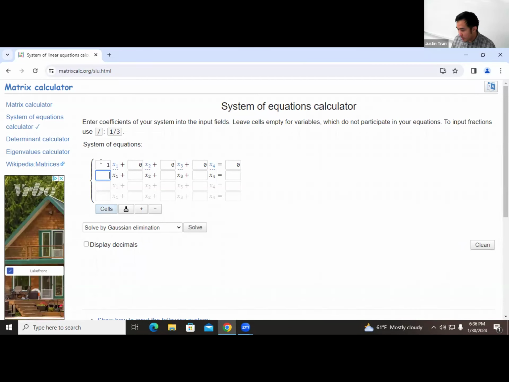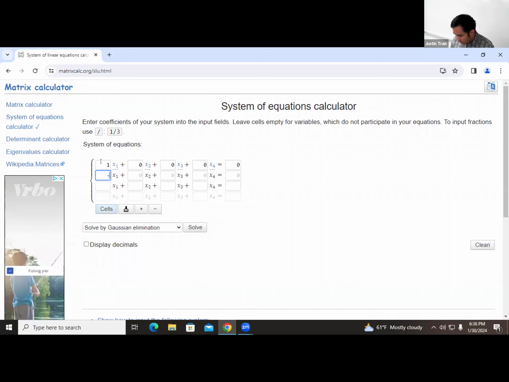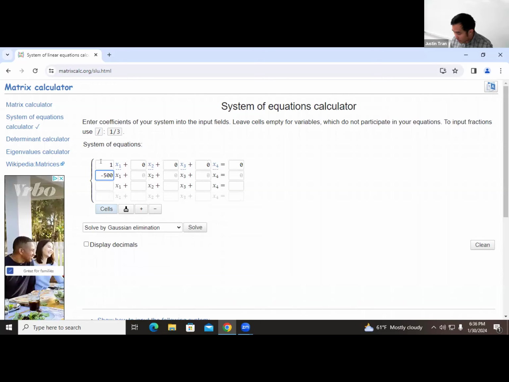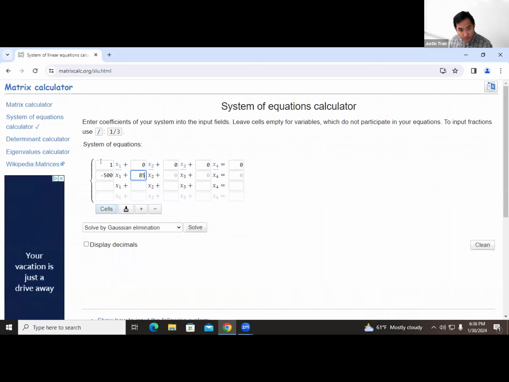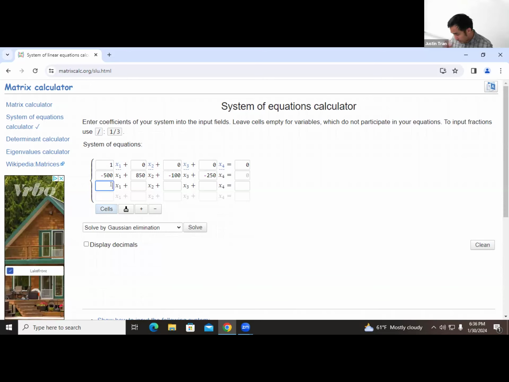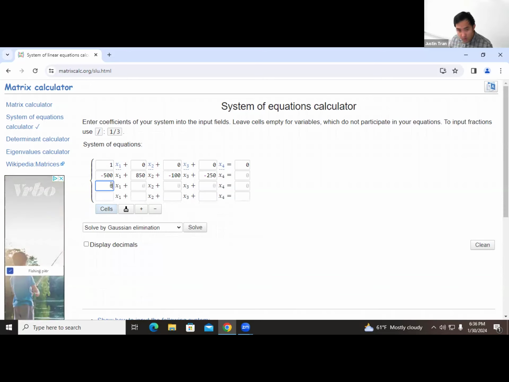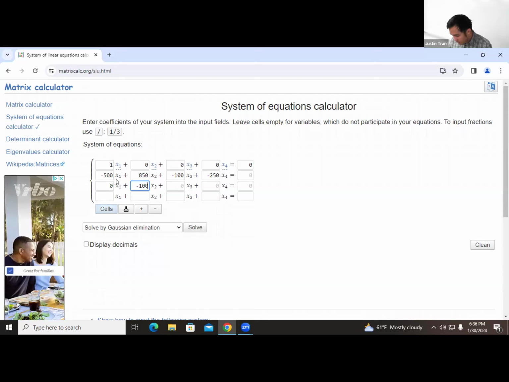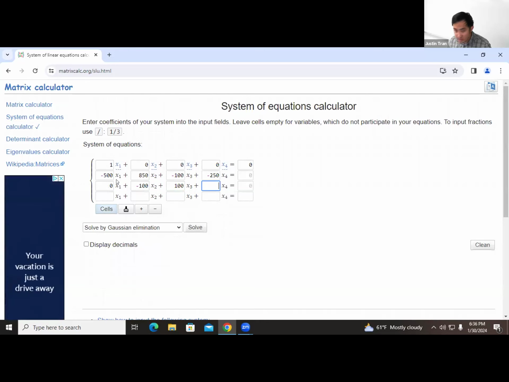Okay, and then on this side here, we're going to have a minus 500, 850, then a minus 100, then a minus 250. And on the right-hand side there, we have 0, which is fine. Our next row here is going to be 0, minus 100, 100, 0.